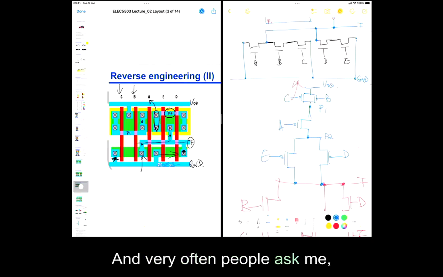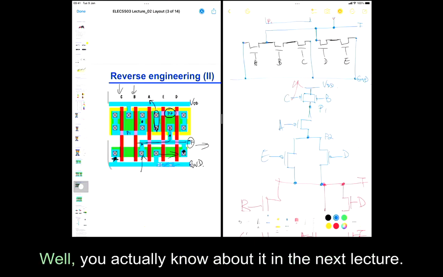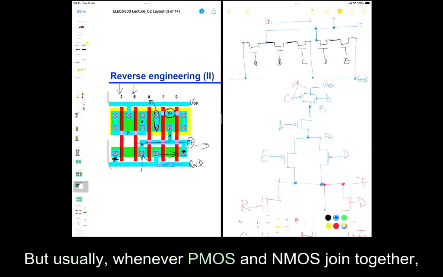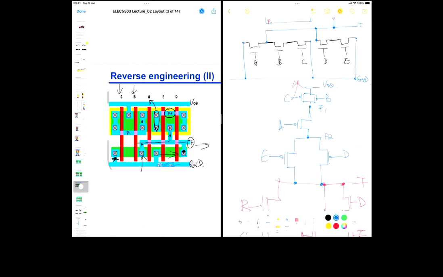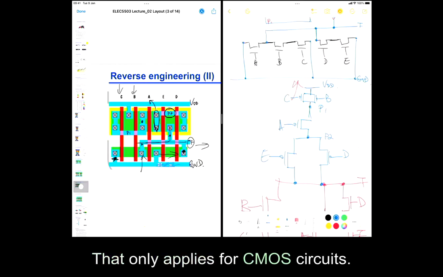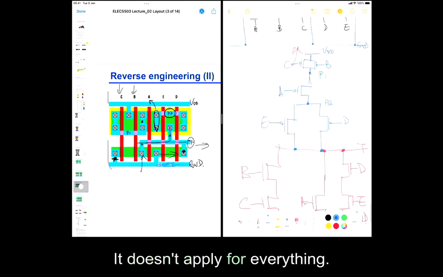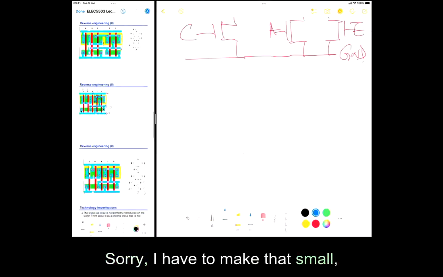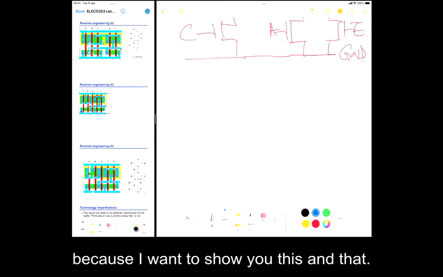And very often people ask me, how do I know this is the output? Well, you will learn about it in the next lecture, but usually whenever PMOS and NMOS join together, that is your output. Okay. That only applies for CMOS circuits. It doesn't apply for everything.